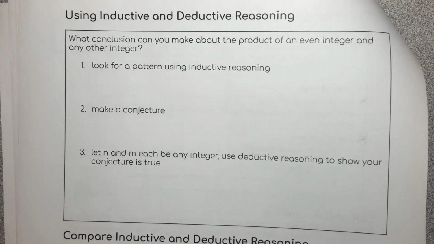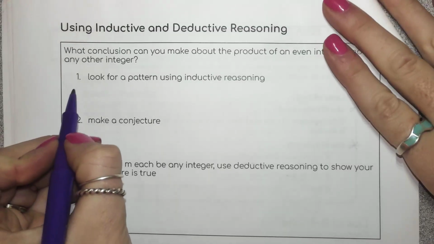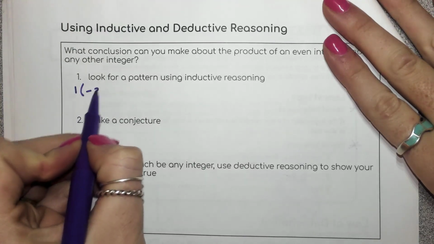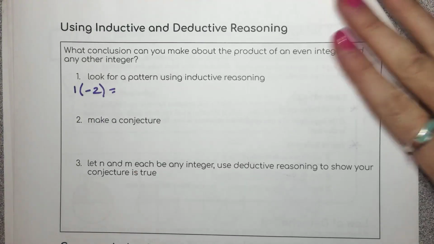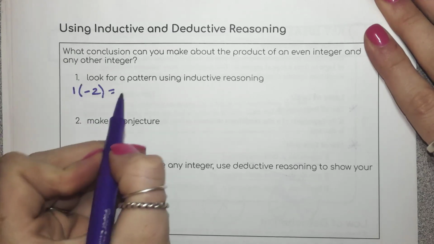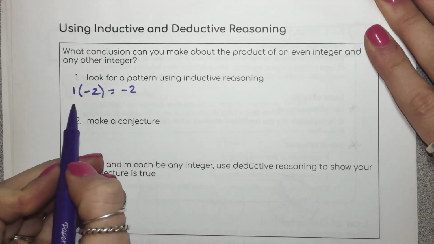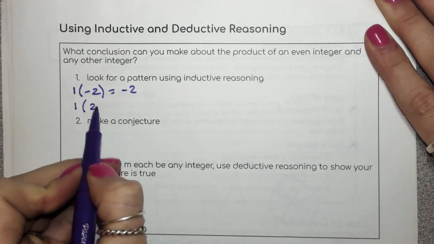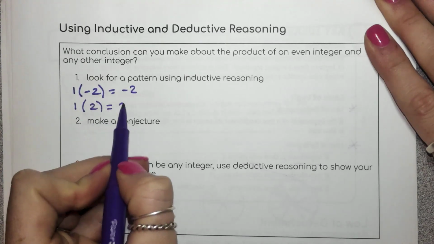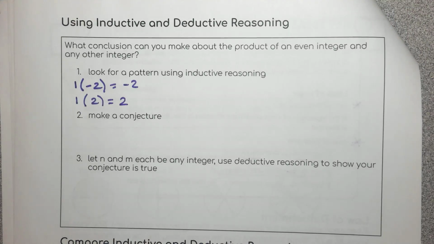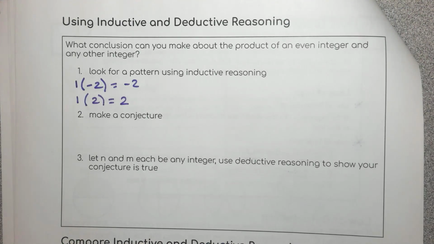So, let's multiply the product of an even integer and any other integer. Let's say 1 and negative 2. What does 1 and negative 2 give us? Negative 2. What does 1 and positive 2 give us? 2. Okay. What about an even and an odd?